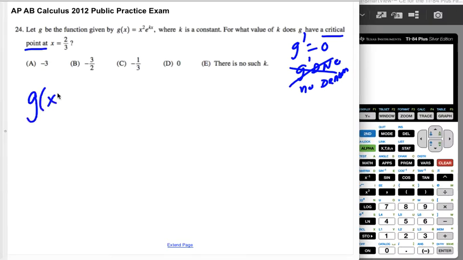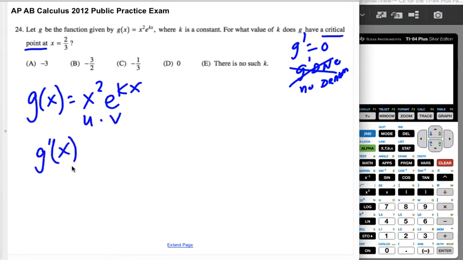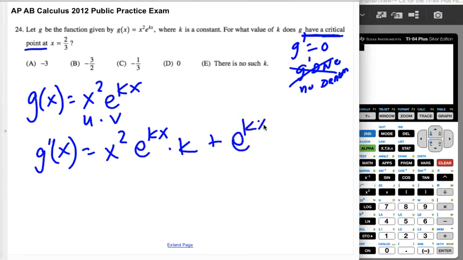So g of x is x squared e to the kx. So there's my u and my v. I'm hoping what we're noticing here is that it's really important you know the definition of things. When you hear g has a critical point, your brain has to jump right to g prime equals 0. So the derivative is u dv, which is going to be e to the stuff times the derivative of the stuff, plus v, which is e to the kx, du, which is going to be a 2x, right?